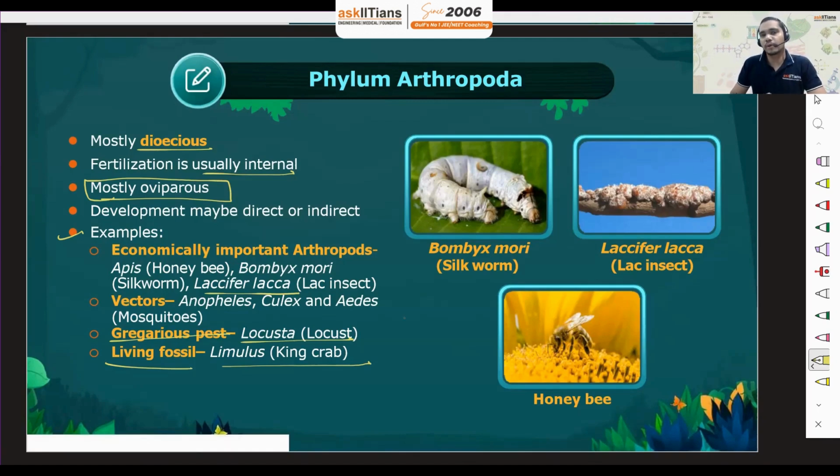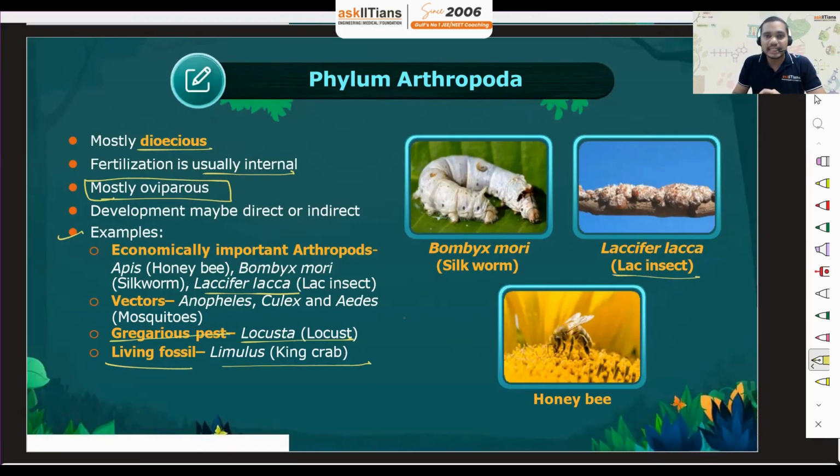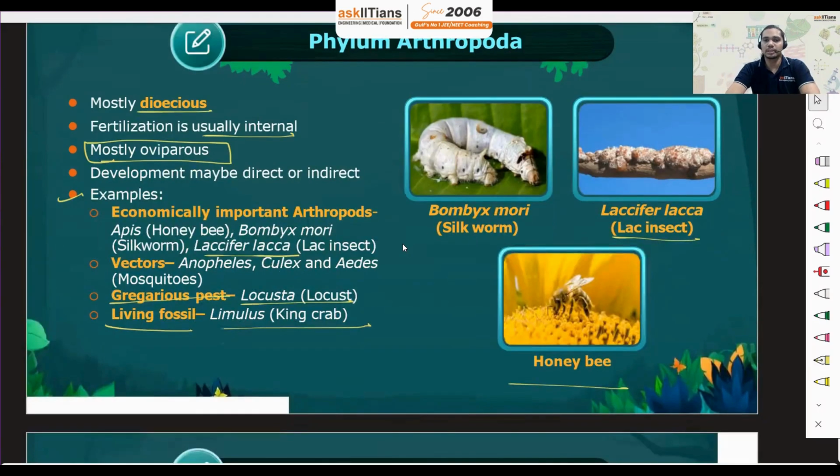Can you see the Bombyx mori? That is a silkworm. Can you see the Laccifer lacca? That is a lac insect. And can you see the honeybee? Yeah, they are the economically important arthropod species.